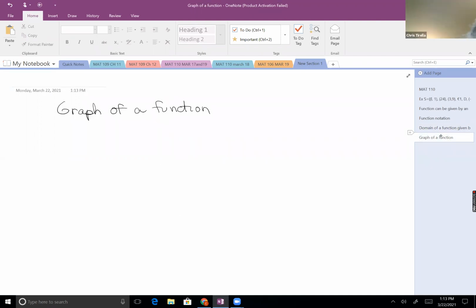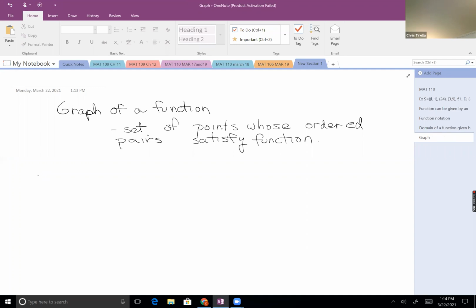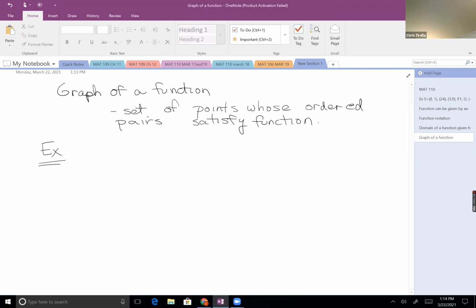The graph of a function is the set of points whose ordered pairs satisfy the function. And so we might have something like this.